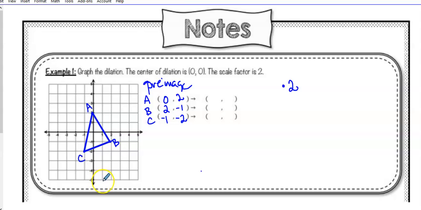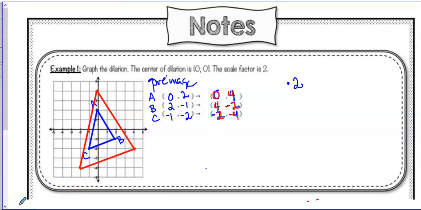the larger image here. So we know that because we're multiplying times 2, the image is going to be enlarged. It's going to be larger than it is. So if we multiply every single one of these numbers by 2, we will get the ordered pairs. So 0 times 2, 2 times 2 is 4, 2 times 2 is 4, negative 1 times 2 is negative 2, negative 1 times 2, negative 2, and negative 2 times 2, negative 4. So this is what my new image will look like, the red one.